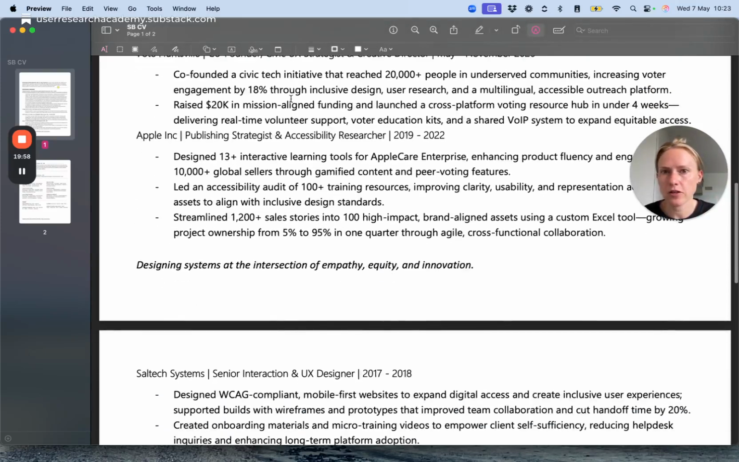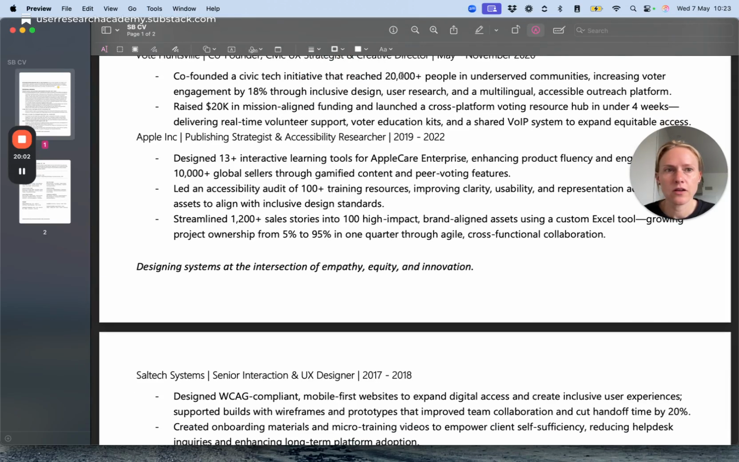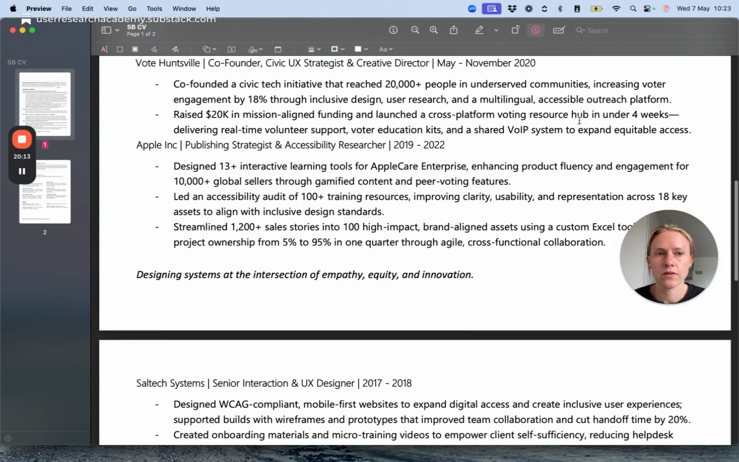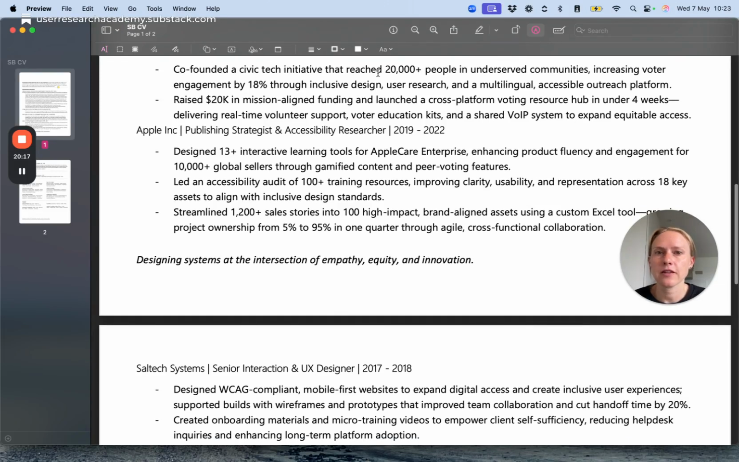UX strategist and creative director. Okay. Co-founded a civic tech that reached 20,000 people in underserved communities, increasing voter engagement by 18%.